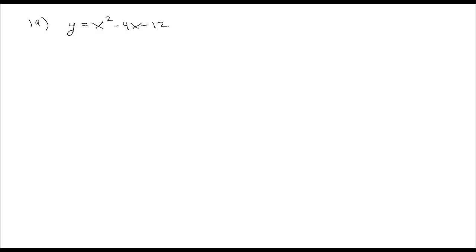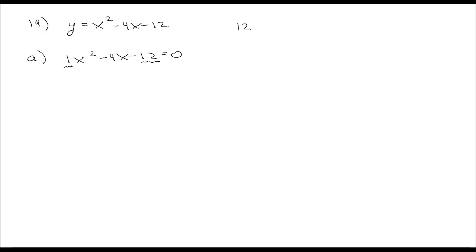Number 19 has three parts, the first of which is looking for the x-intercepts, which we just did in a previous video, which means we're going to set the y value equal to 0. So x squared minus 4x minus 12 is 0. And then because this is a 1, we're really just looking at the 12 because 1 times 12 is 12 in order to factor this thing, to solve it.